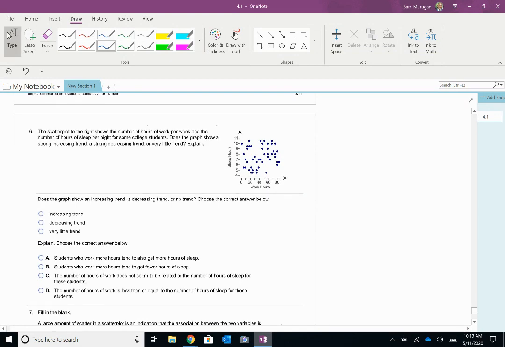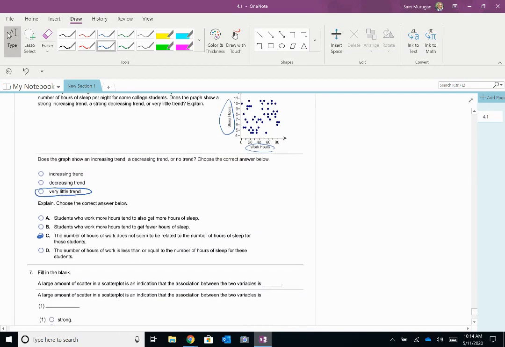Ooh, what we got here? Question. The scatter plot to the right shows the number of hours of work per week and the number of hours of sleep per night for some college students. Does the graph show a strong increasing trend, a strong decreasing trend, or a very little trend? Explain. So I would say this shows very little trend. You can't pick out anything here. And because it shows very little trend, there is very little relationship between work hours and sleep hours here. So it doesn't seem to be related. The number of hours of work does not seem to be related to the number of hours of sleep for these students.